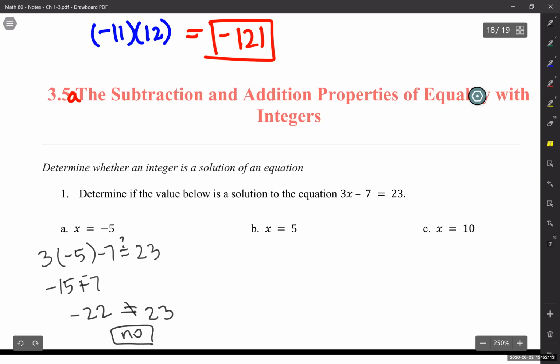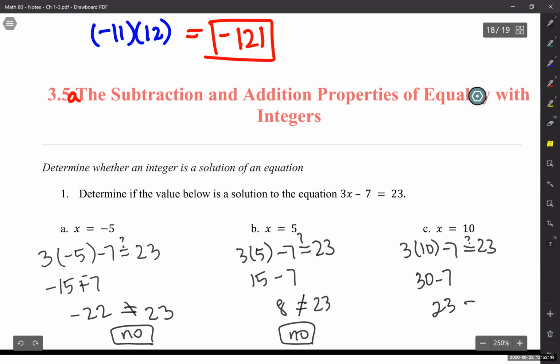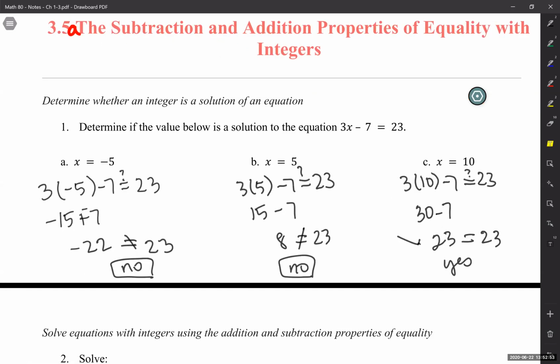All right, let's check the next one. 3 times 5 minus 7 equals 23. Is that true? 15 minus 7 equals 8, which does not equal 23. So the answer again is no. Finally, plugging a 10 in, 3 times 10 minus 7, does that equal 23? 30 minus 7 is 23. Equals 23. Check mark. So yes, this is a solution to the problem.